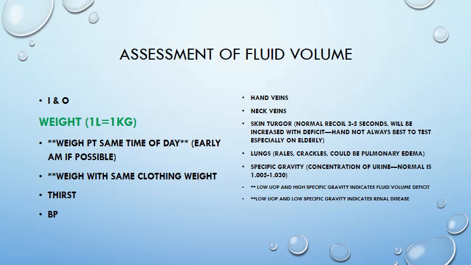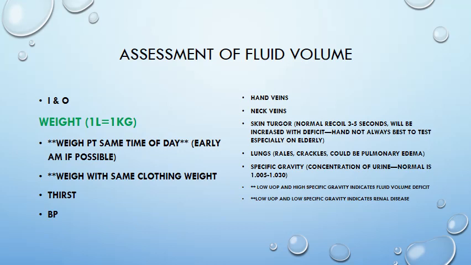Skin turgor, we always check with that. Normal recoil is about 3 to 5 seconds. It'll be increased if we have a deficit. The hand's not always the best to test on the elderly, and we know that, just because of their skin. So you might want to check a different place on them. Lungs, what are we going to hear? Again, I've already told you this: rales, crackles, pulmonary edema in the lung space.